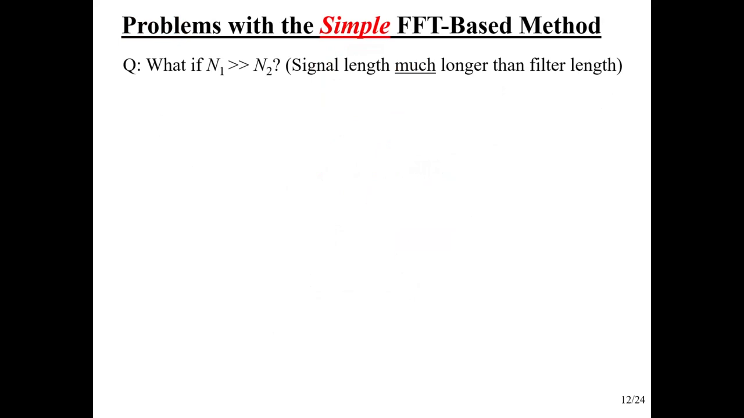But why did I stress that this is a simple FFT-based method? Well, there are some problems with it. So what if our signal length is much, much longer than our filter length? And that's usually the case, right? We might have a filter of maybe just a couple hundred taps, a couple hundred samples, but our signal might be an audio signal that could be several minutes long. Remember, 44,000-ish samples per second, so that's a lot of samples.